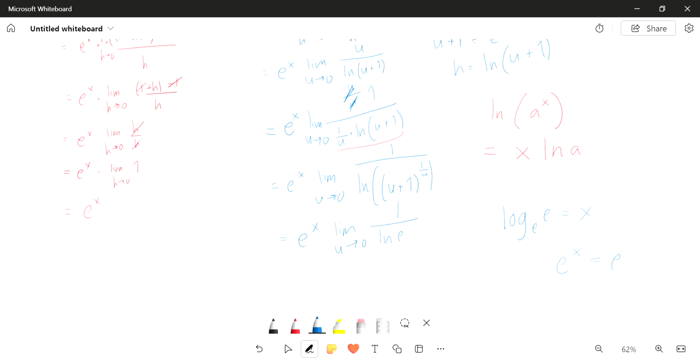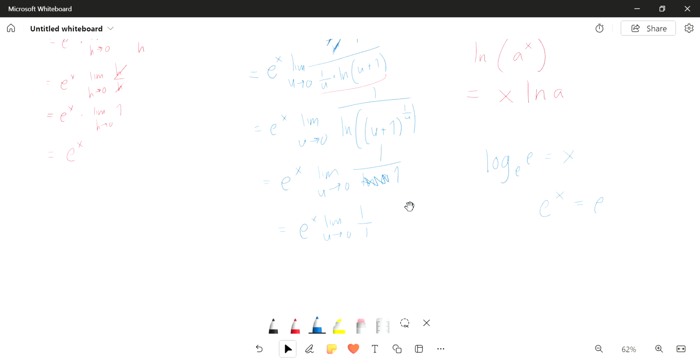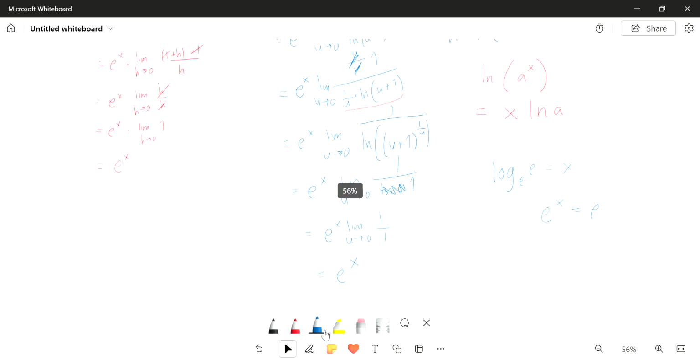And if we were to set that to x, we would get e to the power of x is e, which would mean that x has to be 1. So really, this just becomes 1. So we have the limit of 1 as u approaches 0, which again is 1, so the derivative of e to the power of x is e to the power of x.